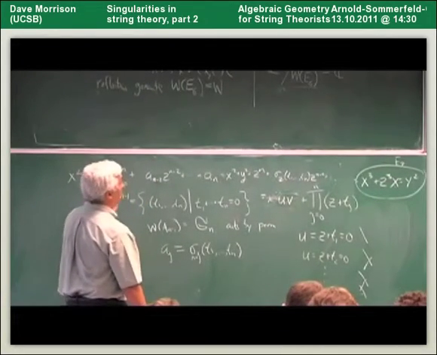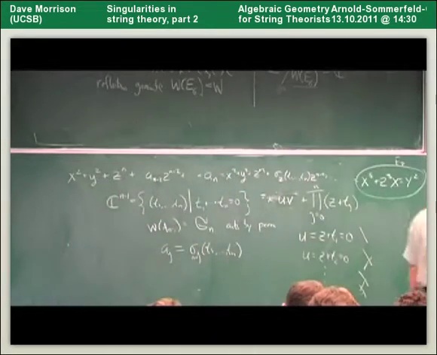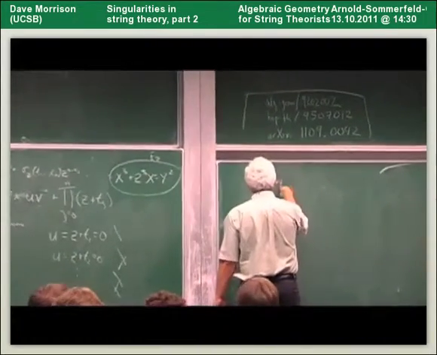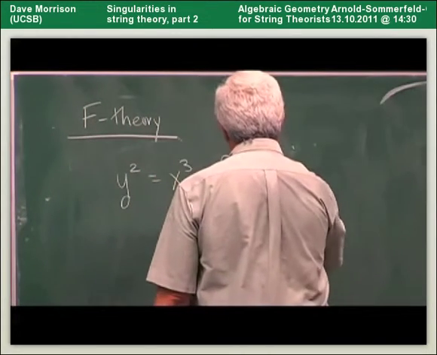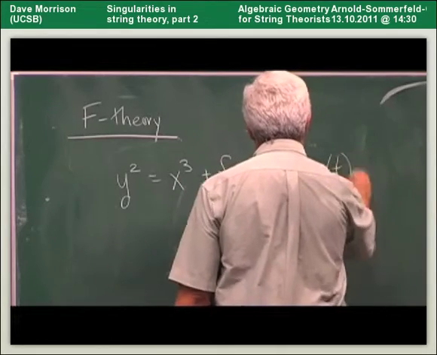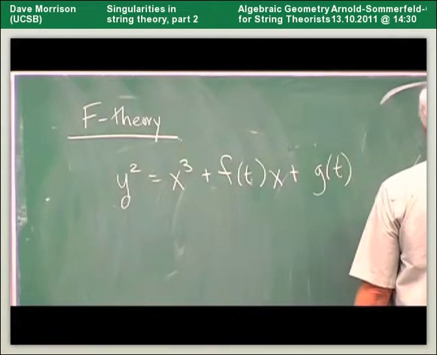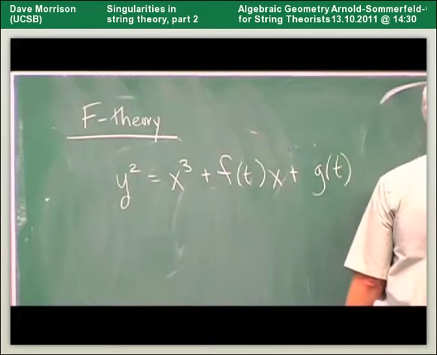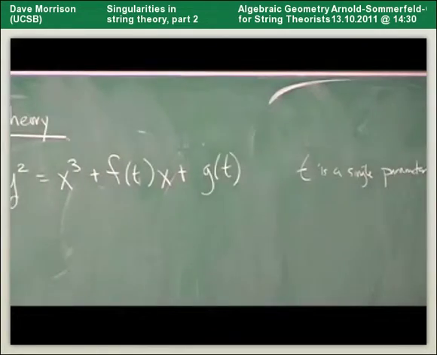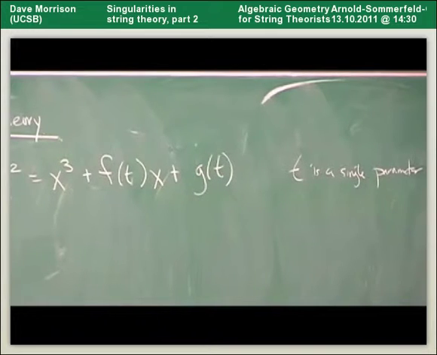Okay, so as a kind of application of this theory, I want to describe a couple of things. First, I want to go back to the F-theory situation that we had last time. So in the F-theory situation, I was dealing with a family of elliptic curves which looked like this. And now I'm going to assume that t is a single parameter. So I'm just going to do the simplest F-theory case for a moment and try to think about what kind of singularities I get from this story.